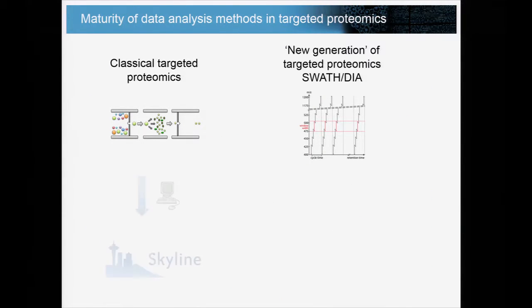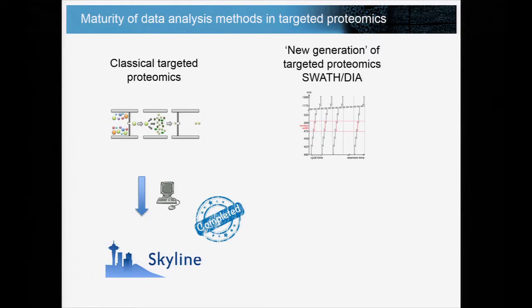And this is encapsulated here as well. If you do what I will call a classical targeted proteomics experiment like SRM or MRM, or now increasingly PRM, and you want to do the data analysis, well, Skyline is basically the one-stop shop for this. You can do essentially everything you need to do within Skyline. In fact, Skyline has had a really significant impact on the field of targeted proteomics, but this is a done deal, I would say.